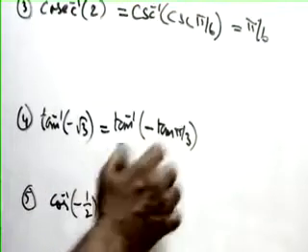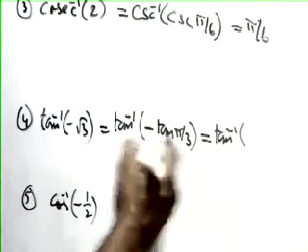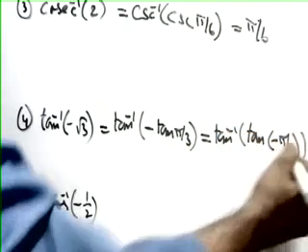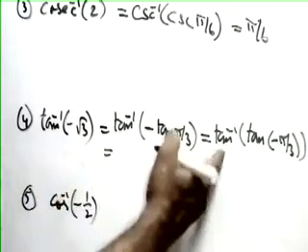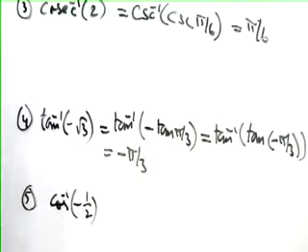Now we have already seen minus tan theta can be written as tan of minus theta. Tan inverse minus tan theta can be written as tan of minus theta. So this tan inverse tan will get cancelled. What is left here? Minus pi by 3.